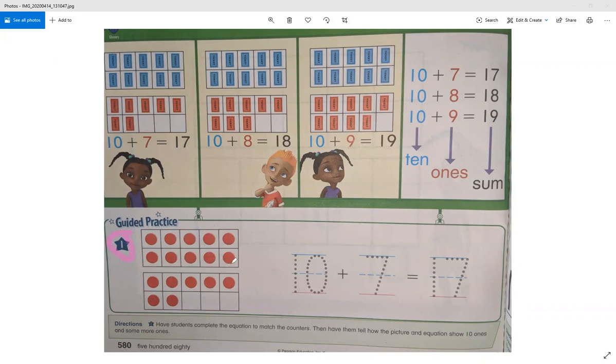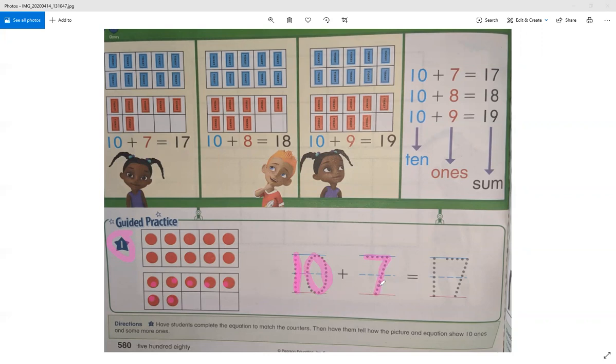How many ones are in this top 10 frame? How many is in this top part? We have 10, right? Because the whole 10 frame is filled up. So we know we're starting off with 10, so you can write the number 10 on your paper. And then how many more are we going to add? Let's see. 1, 2, 3, 4, 5, 6, 7. So we're adding 7 more.